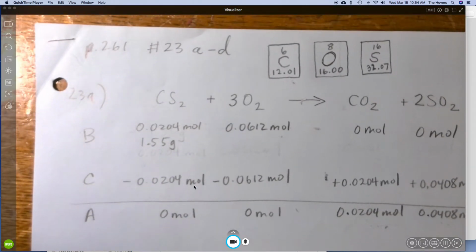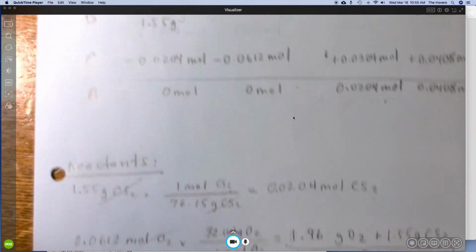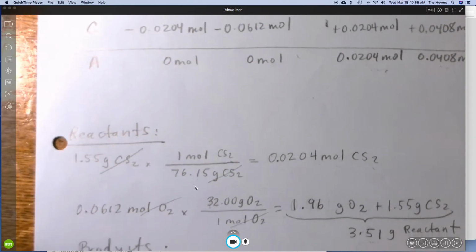Well, I took 12.01, there's one of those, and I added it to 2 times 32.07 because the molecule CS2 has 2 sulfur atoms. So if this is the molar mass for a single sulfur atom, I need to double that to get the molar mass of the compound. So basically 12.01 plus 32.07 times 2 gives us 76.15.